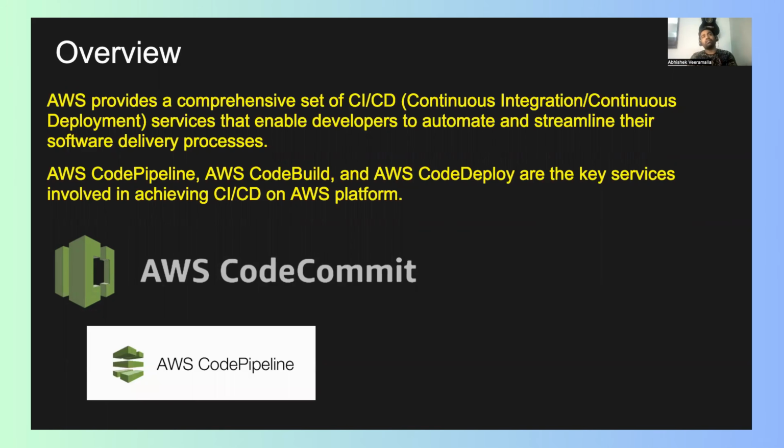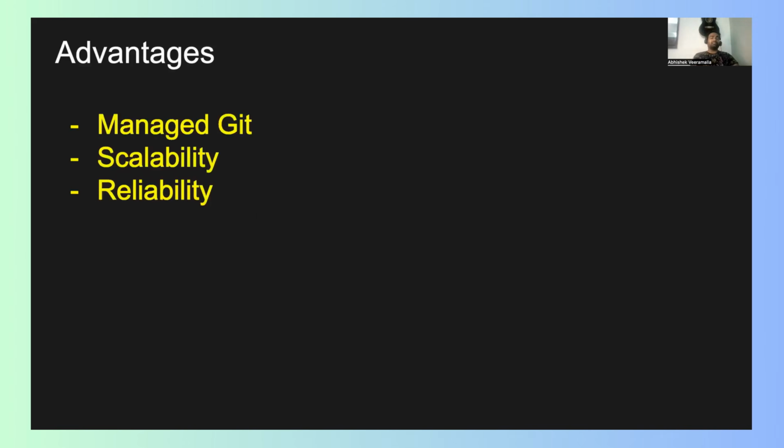Cool. Now, what are the advantages? Before understanding the advantages, I hope you understood what CodeCommit is. Just one revision before I go ahead with the advantages: AWS CodeCommit is very similar to GitHub or GitLab. You can compare it with them, but the only difference is that this is a managed AWS service.